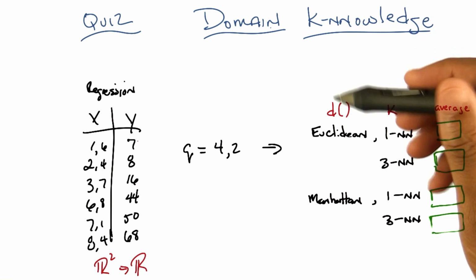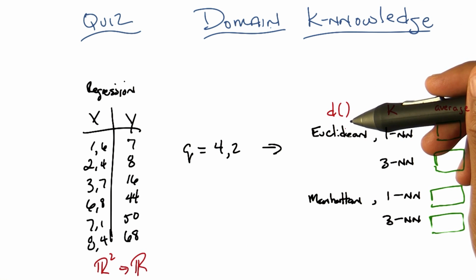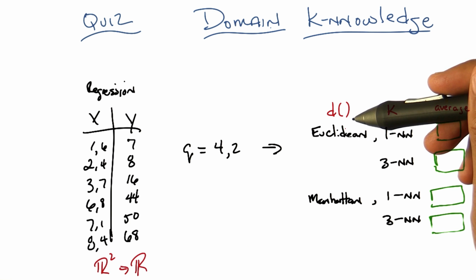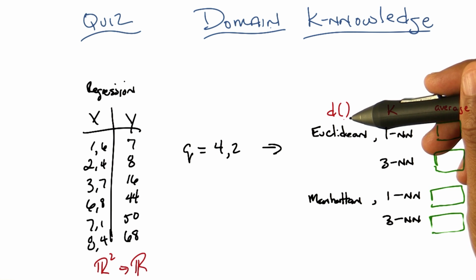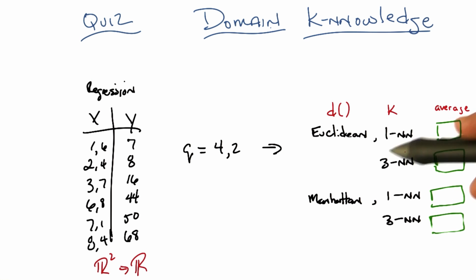I want you to do it in the case where your distance metric is Euclidean. Okay? The distance metric in R2? Yes. Oh, I see, because we're going to measure the distance between the query and the different data points. Yeah, okay, right. So it's Euclidean for a case of 1 nearest neighbor and 3 nearest neighbor. And I want you to take, for example, in the 3 nearest neighbor case, their output and average them. Okay?